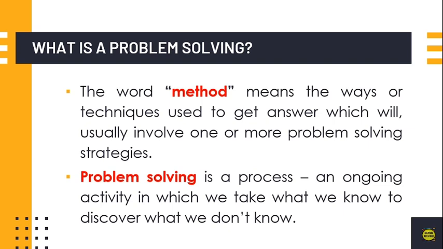Problem solving is a process, an ongoing activity in which we take what we know to discover what we don't know. A method means the way or techniques used to get the answer, which usually involve one or more problem solving strategies. So problem solving is the process of how to solve that one problem. A method is the different techniques to deal with that problem, and it will come up with one single solution or answer. That is the definition of problem solving.